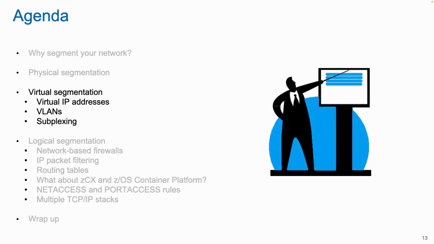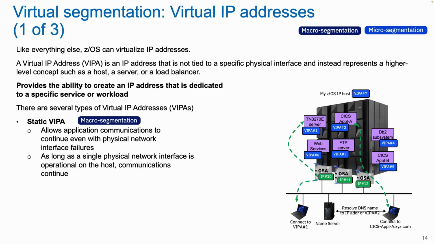Okay. So that's physical segmentation. As mentioned, it does take some planning. It does cost a little bit more because you have to have additional hardware, additional switches, additional cabling, etc. Virtual segmentation is more a way to still provide the isolation and the segmentation without the need for additional hardware. So the first thing we're going to talk about is virtual IP addresses, or VIPAs.